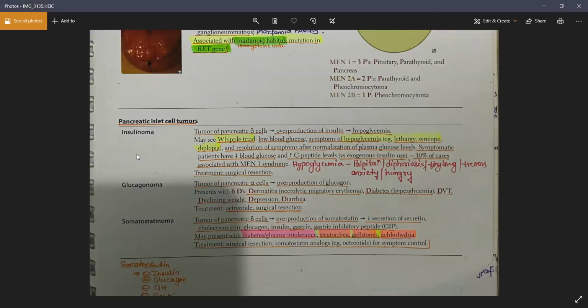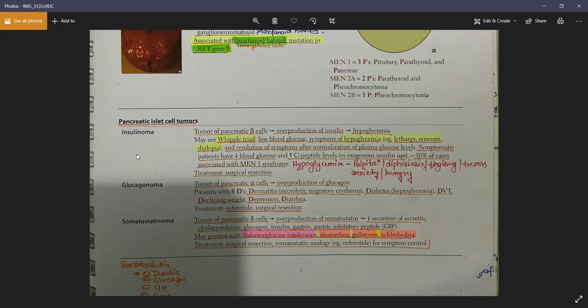Then let's discuss the pancreatic islet cell tumors, which are tumors of beta cells, alpha cells and delta cells. For a tumor of beta cells, they will release too much insulin, so you can have hypoglycemia. Does anyone know in what center of the brain I have a high metabolic demand, which means in the scenario of hypoglycemia, what would be the first center in the brain that would be damaged?